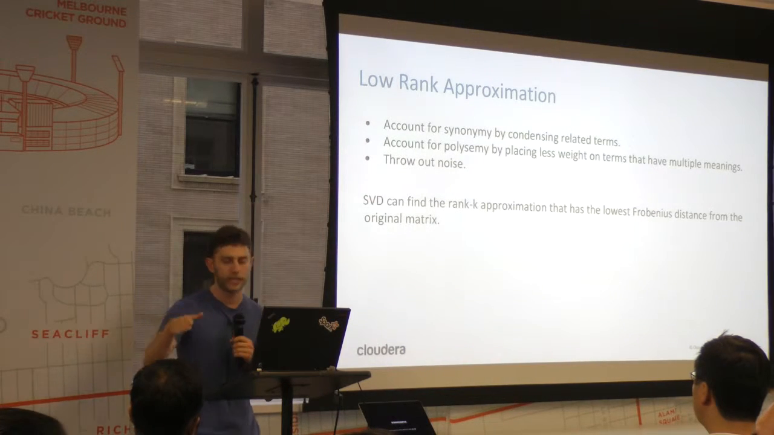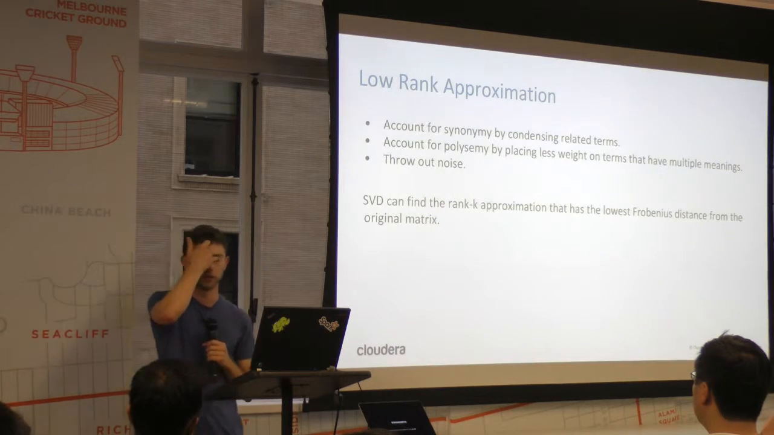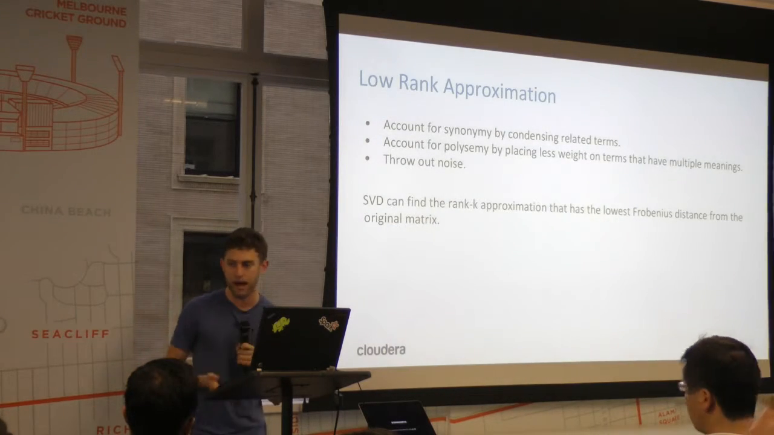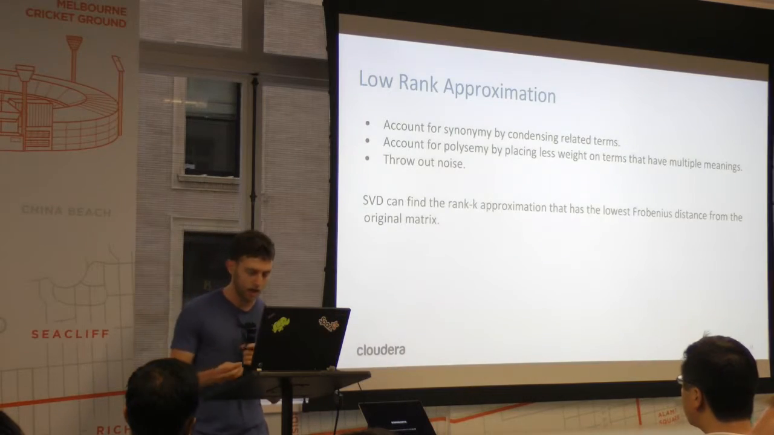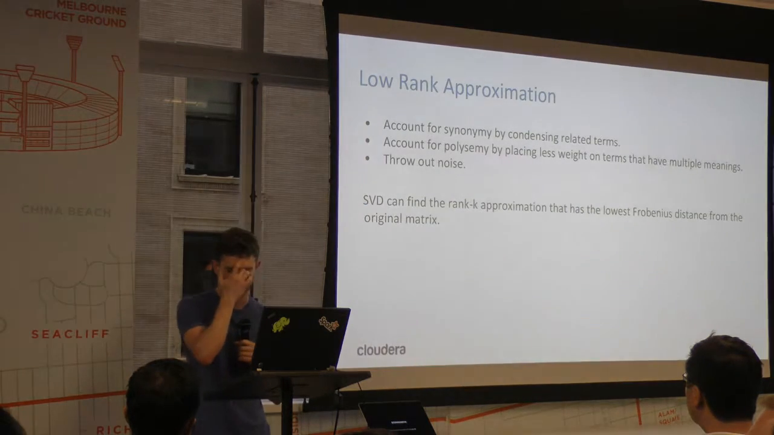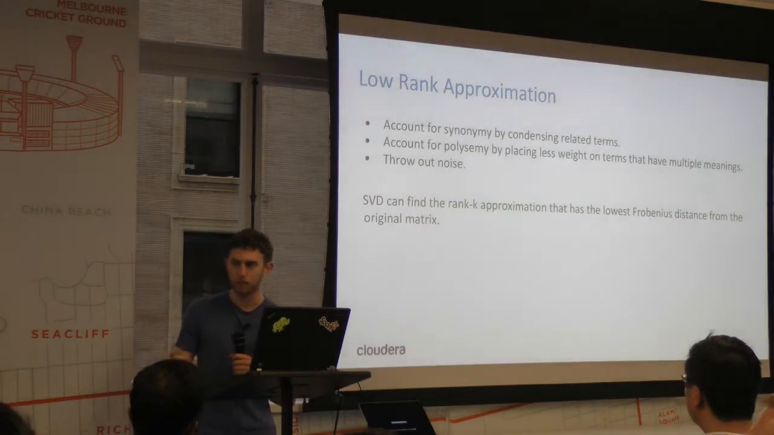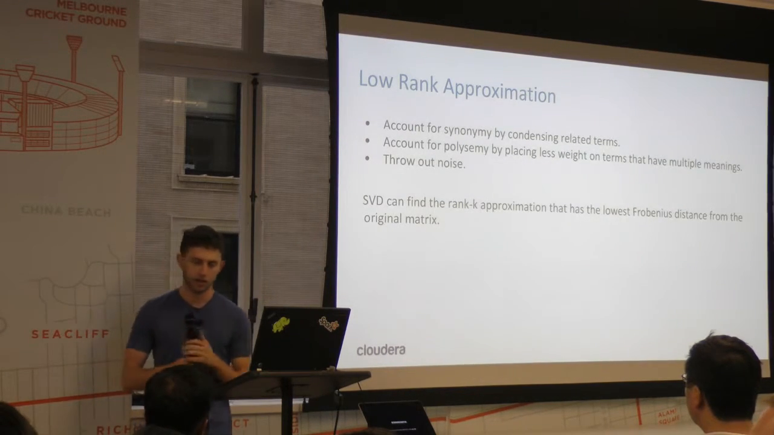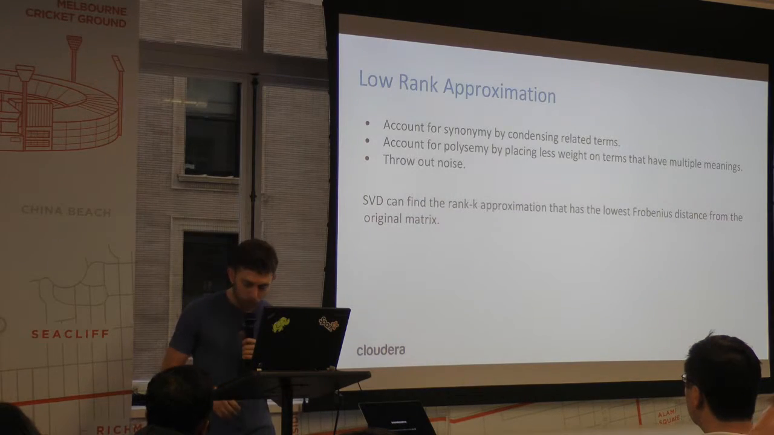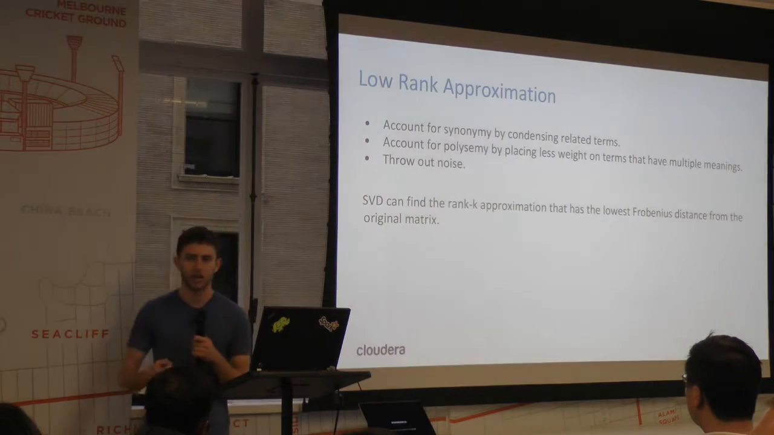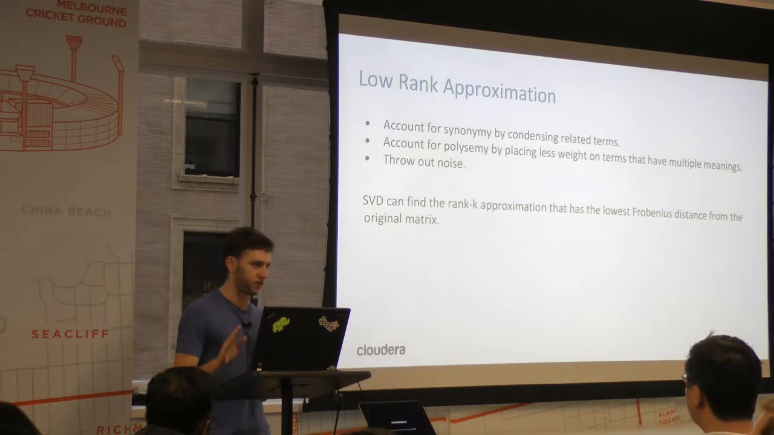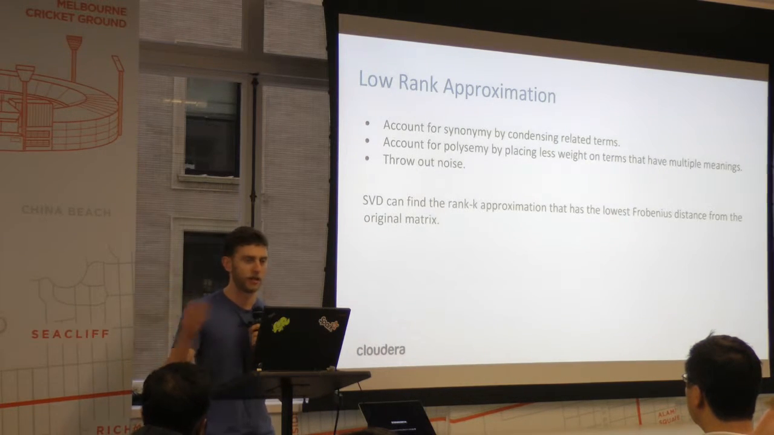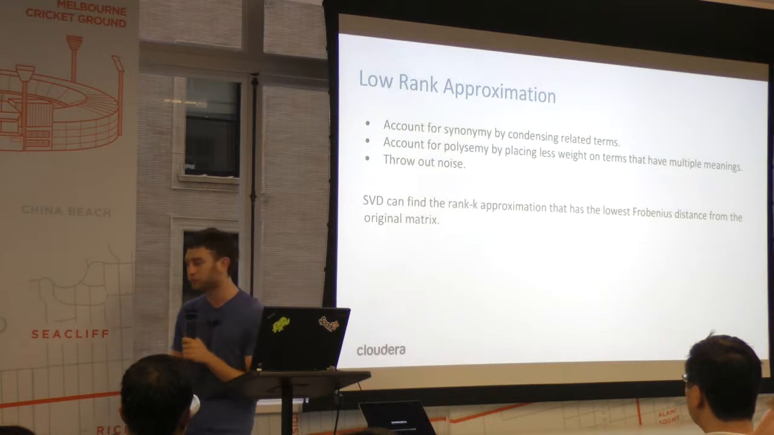So what particularly is this low rank approximation going to do? First of all, it's going to help us account for synonymy by condensing related terms. Synonymy is the situation where two words mean the same thing and tend to show up in the same context. So maybe method and function. We all know these are not exactly the same thing, but they probably show up in a lot of the same contexts, and probably mean a lot of the same things.